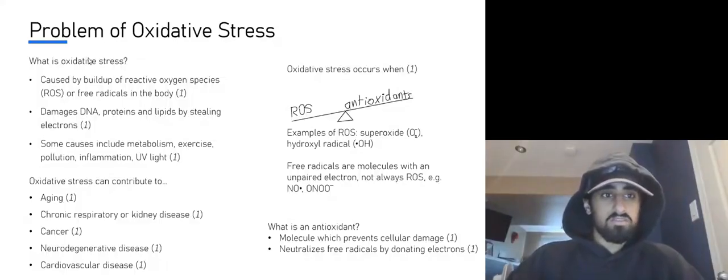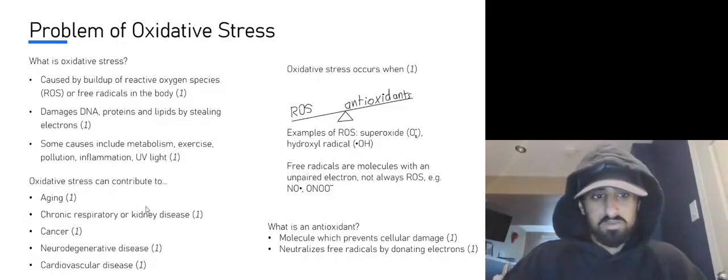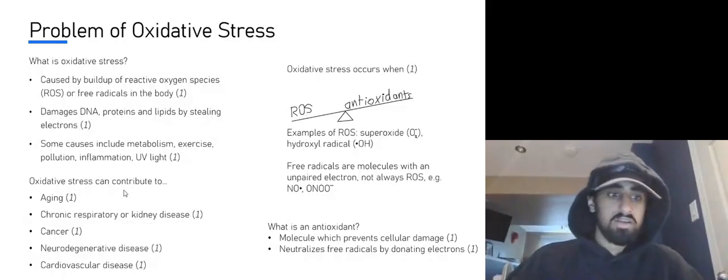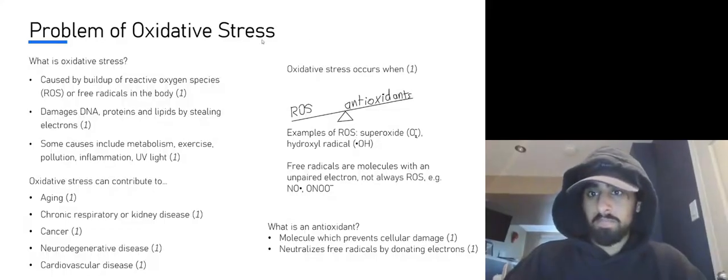Some causes of oxidative stress are metabolism, inflammation, and pollution. And oxidative stress can contribute to these negative health outcomes and more, like aging, cancer, and cardiovascular disease.